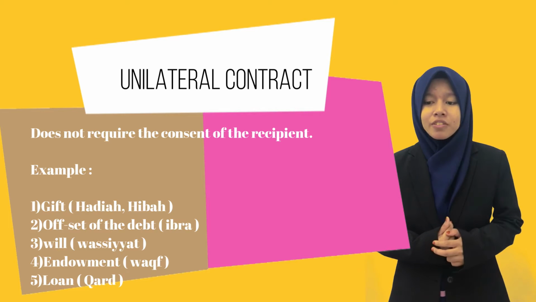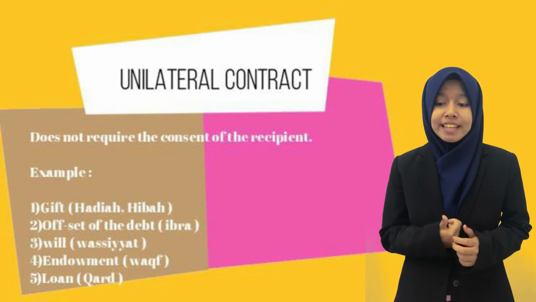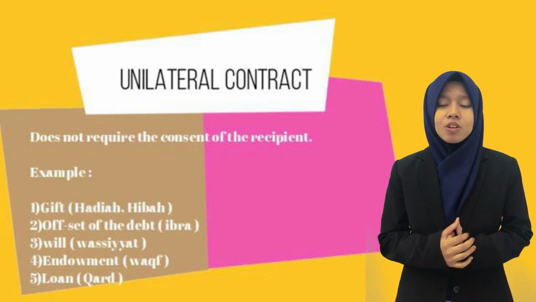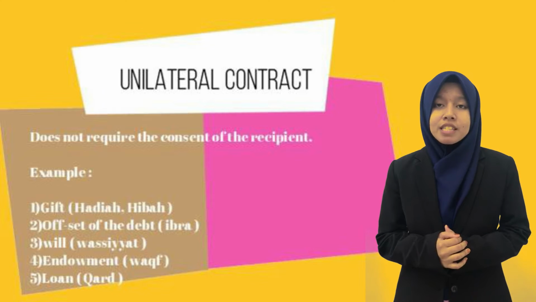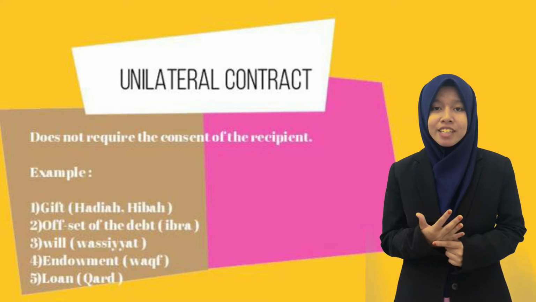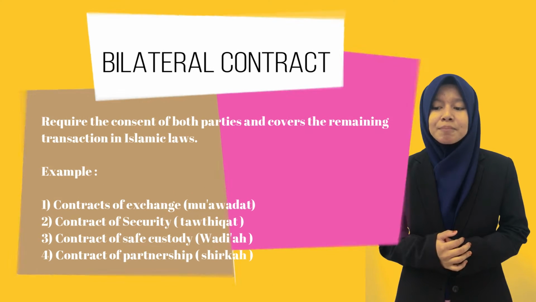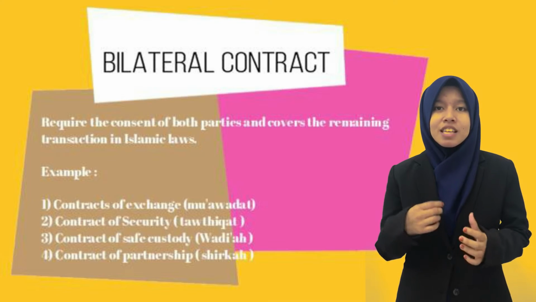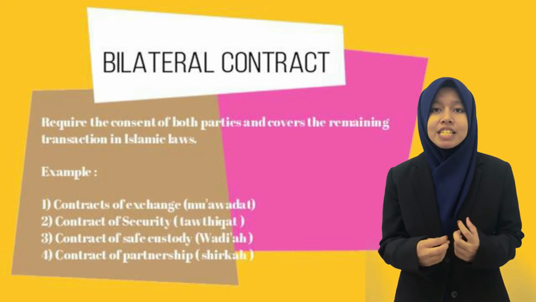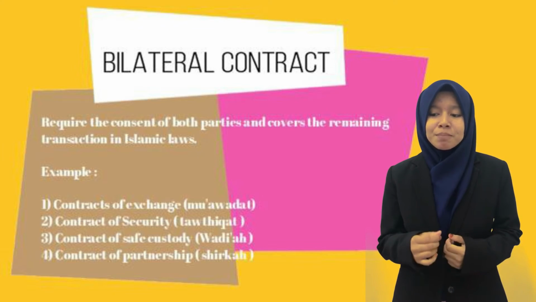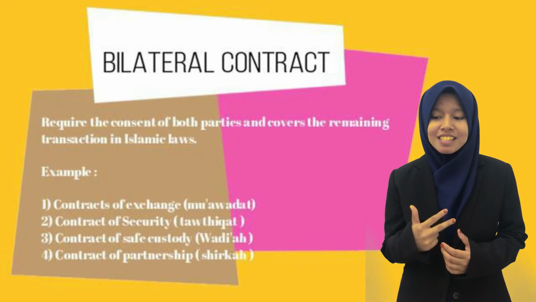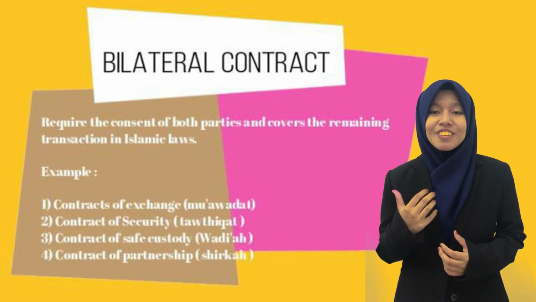There are 2 main contracts: unilateral contract and bilateral contract. A unilateral contract does not require the consent of the recipient. For example, gift, offset of the debt, wills, endowment, and loan. And a bilateral contract requires the consent of the recipients, which is two parties, and it remains a transaction in Islamic law. For example, contract of exchange, contract of security, contract of custody, contract of partnership.